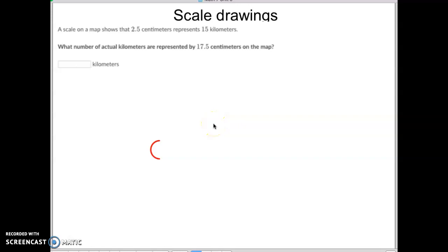Today's lesson is called Scale Drawings. This is only a two-word title, so this should be an easy one, right? Well, actually, it isn't that bad, it is pretty easy. So here's what we got for scale drawings.